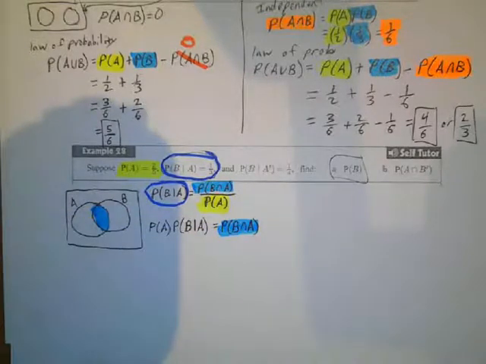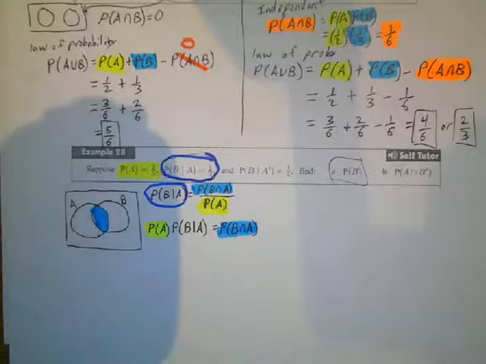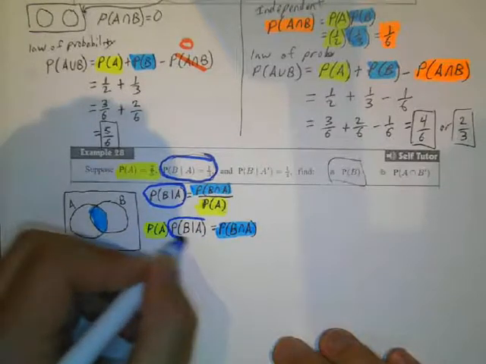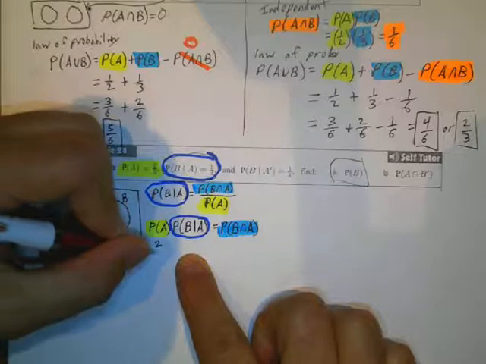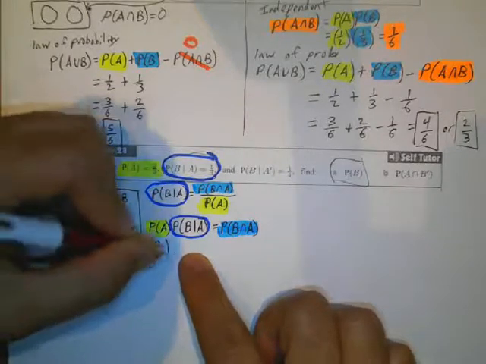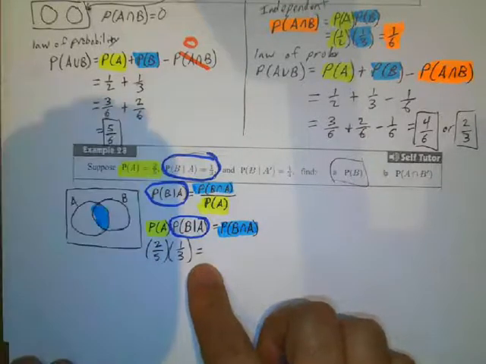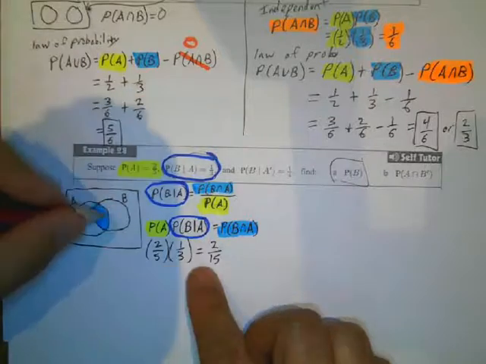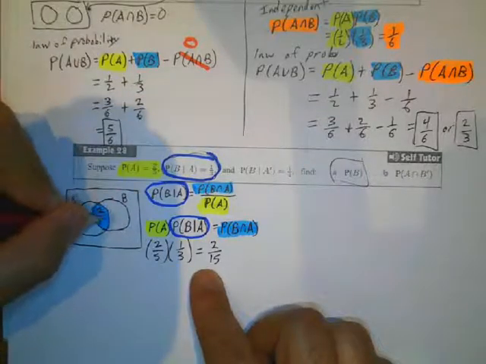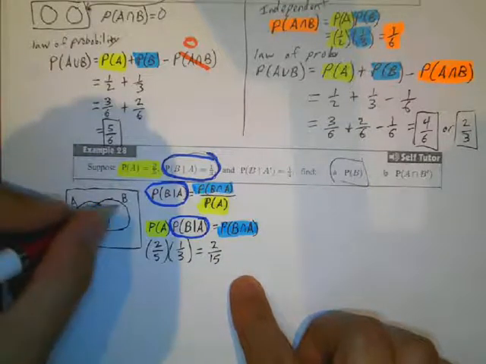So let's substitute and get the value now. Okay, so now we've got 2/5 times 1/3 is going to give us 2/15. So that's the value of this space right here, is 2/15. Okay, now we need to figure out this other region here.